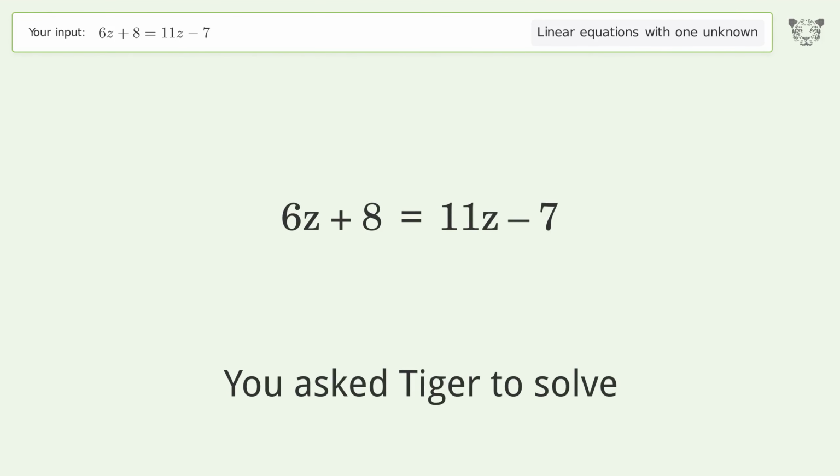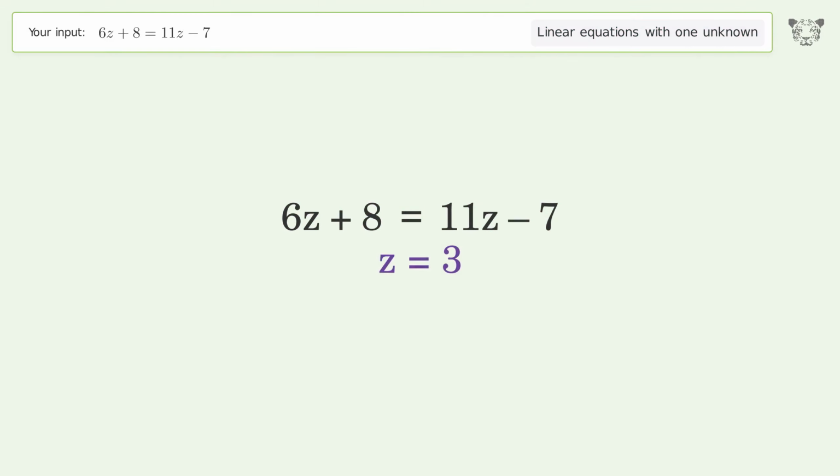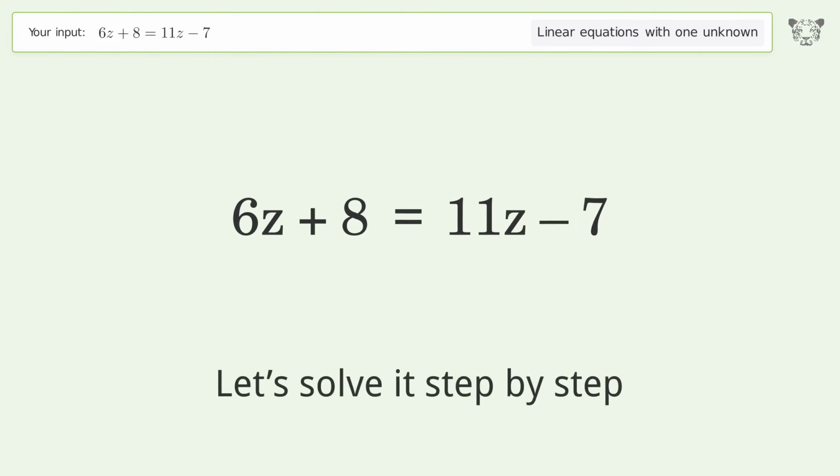You ask Tiger to solve. This deals with linear equations with one unknown. The final result is z equals 3. Let's solve it step by step.